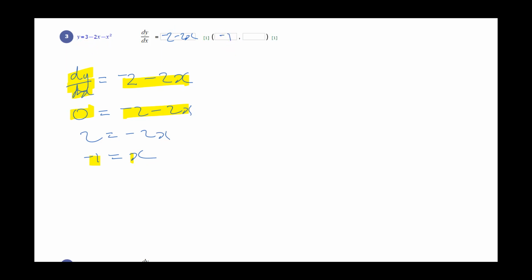Now we want to find the y value out. Okay, so let's put it into here. So we get y equals 3 minus 2 times x is now minus 1, minus 1 squared. Remember to put brackets around the negative, because minus 1 squared is 1. Minus 2 times minus 1 is 2, so you're going to 3 plus 2 minus 1. That will give you 4. And you get a y value equal to 4.